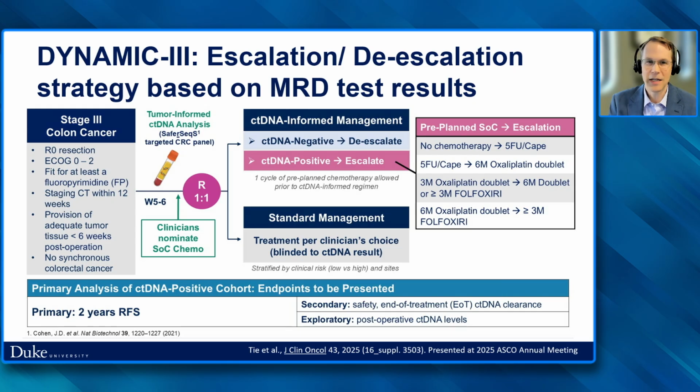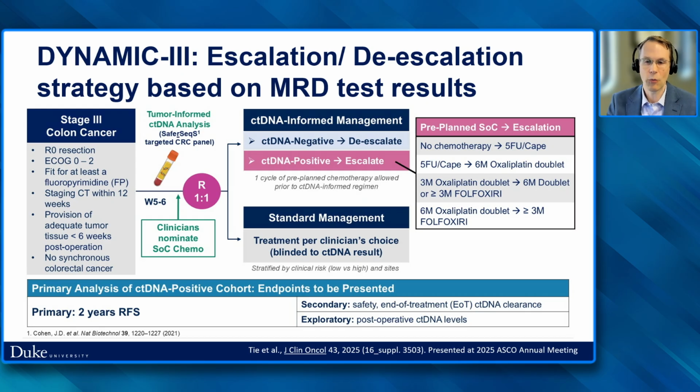Another really important study is the so-called Dynamic 3 study. This is, once again, this Australian group that used a different type of tumor-informed test. But here they took patients exclusively with stage 3 colon cancer and randomized them 1-to-1 to either ctDNA informed management or standard management. Patients randomized to standard management, the clinicians were blinded to the ctDNA result. In the ctDNA informed management, the clinicians were asked to nominate a chemotherapy, and if the ctDNA was negative, they were given a de-escalation approach, and if it was positive, they would then have an escalation. So whatever they were planning, they would get something more.